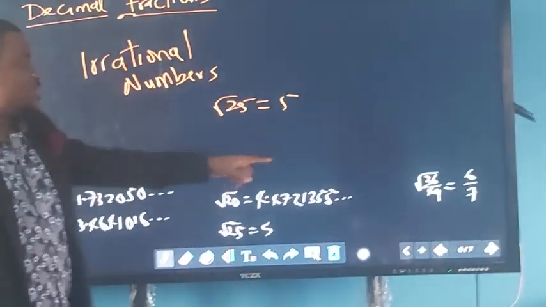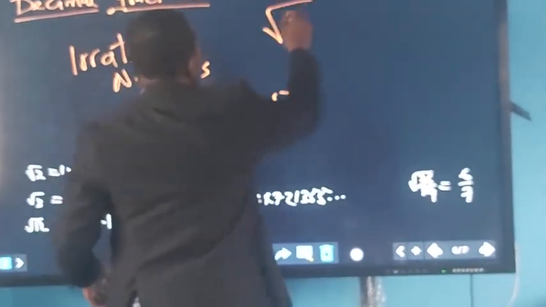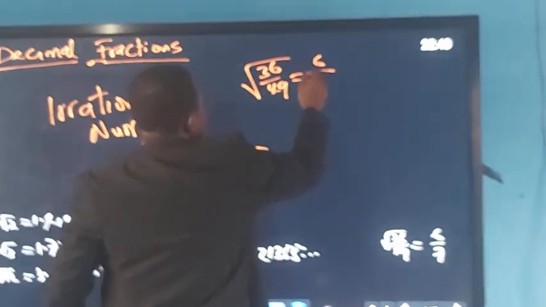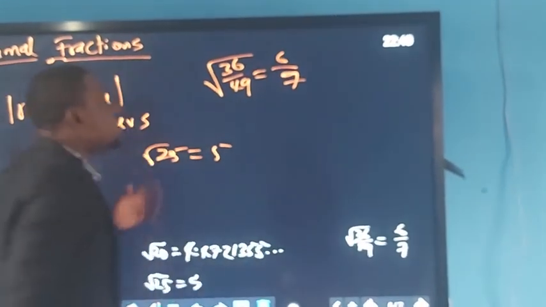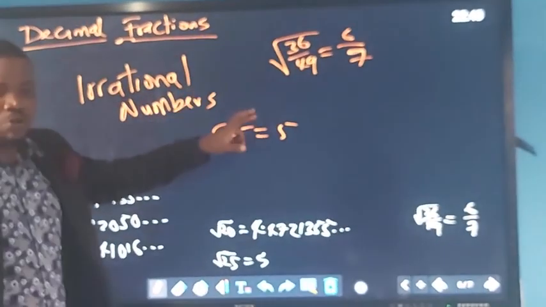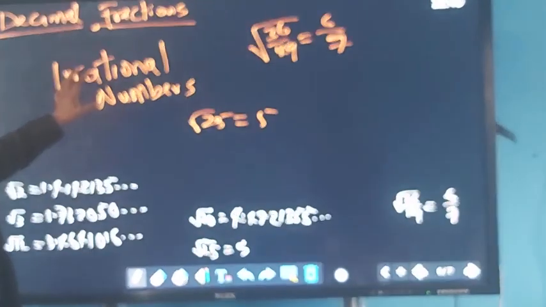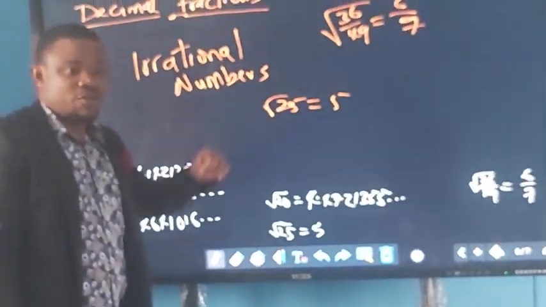Do you understand? Even in this case, I'm having the square root of 36 over 49. I will end up getting 6 over 7. In this case, I'm not having an irrational number. So it's not every square rooted value that gives you an irrational number, but most of the square rooted values will give you one.